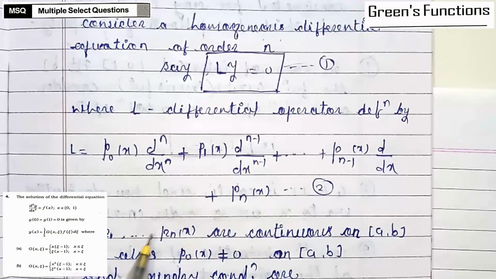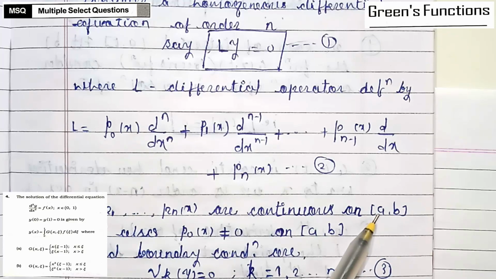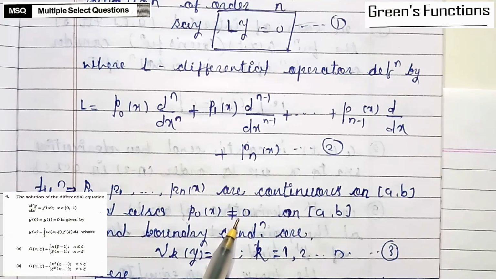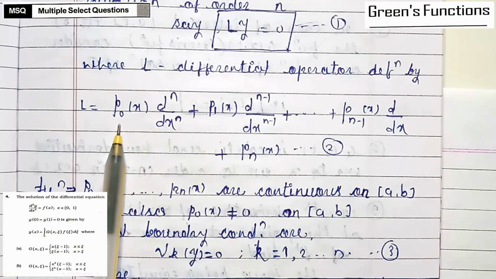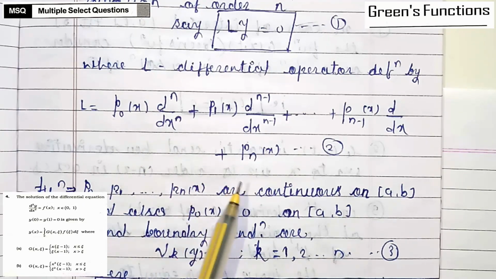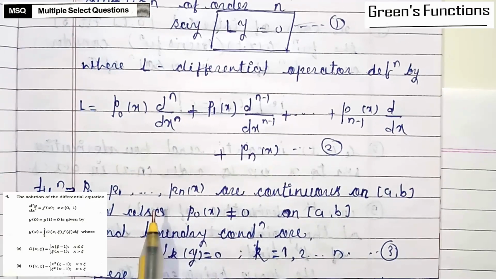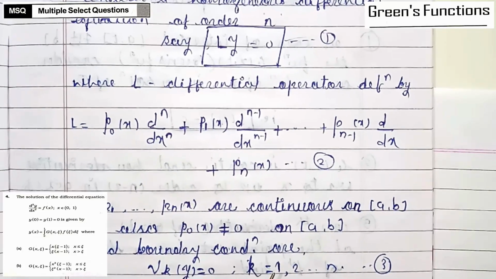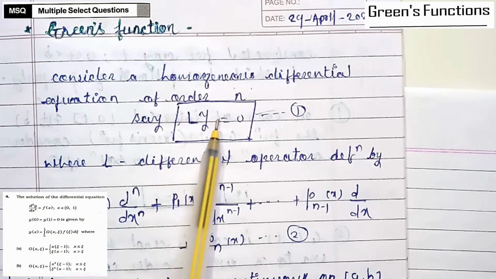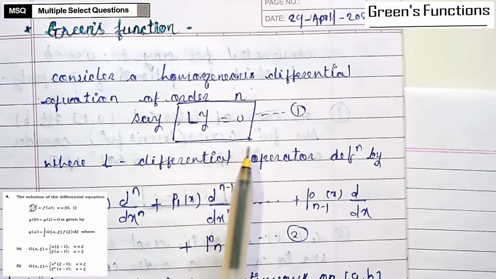The functions p0 to pn are continuous on the closed interval [a, b]. These polynomial functions are continuous inside this closed interval, and p0(x) needs to be non-zero. Only when it is non-zero can we define the polynomial on the closed interval [a, b]. The remaining Vk(y) = 0, for k = 1 to n. So this is the whole definition. I just wanted to explain the form of a differential equation and the nth order differential operator.